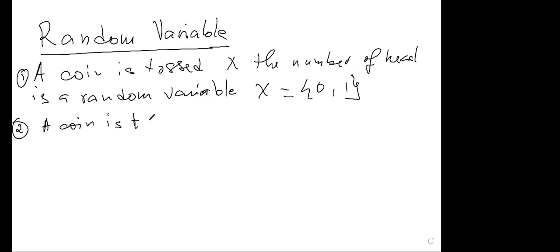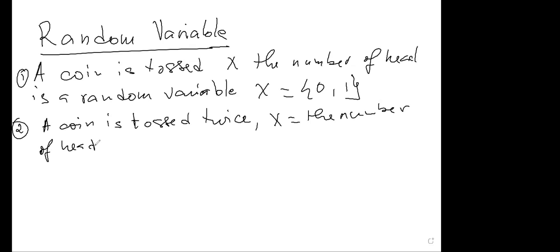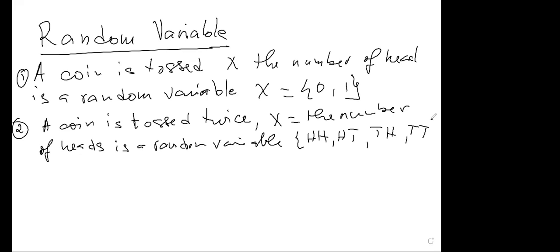A coin is tossed. X equals the number of heads is a random variable. When you toss a coin twice, you can have head, head; head, tail; tail, head; and tail, tail. The possible values are: when you have head, head, you get 2. Head, tail, you get 1. Tail, head, you get 1. Tail, tail, you get 0. So we can have 0, 1, or 2.